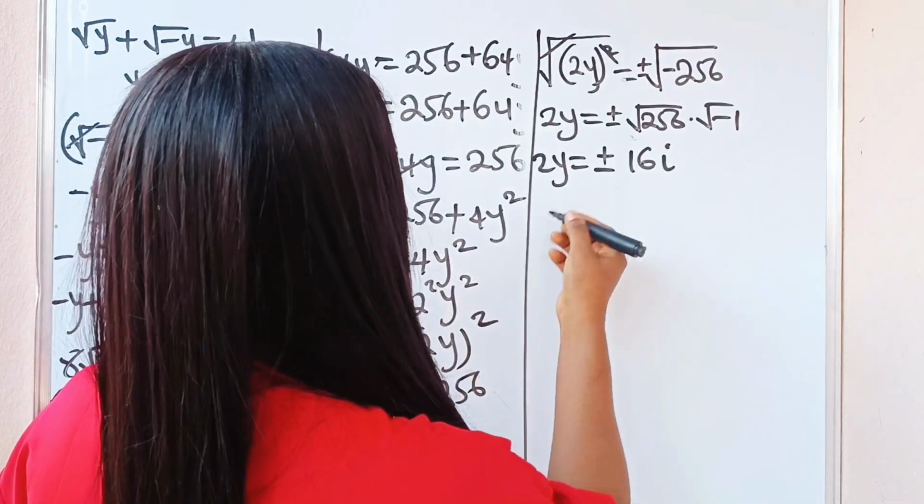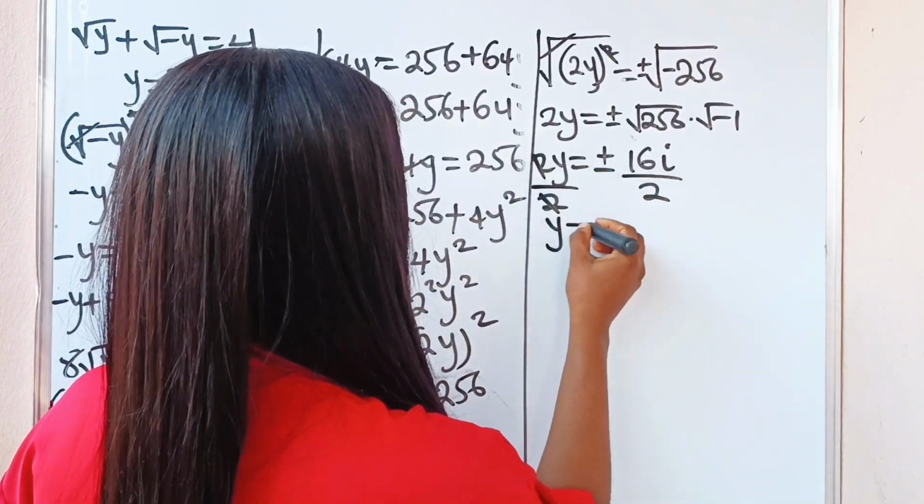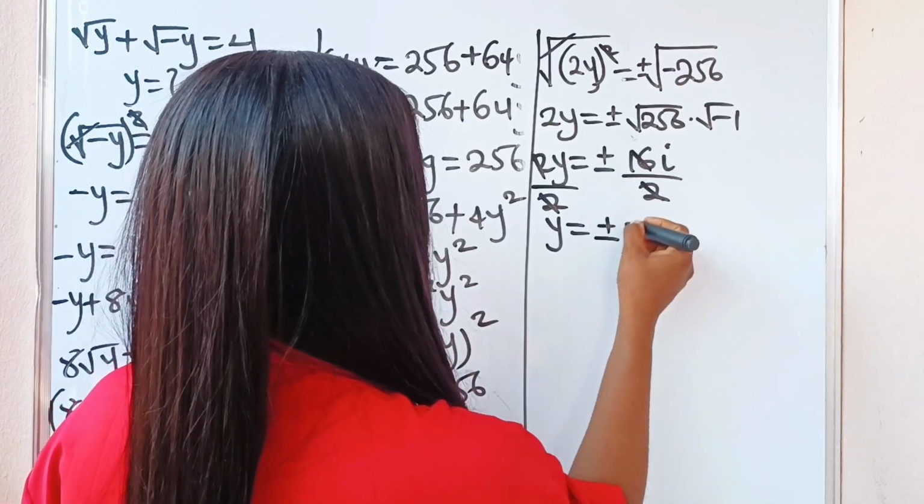All right, now let's divide both sides by 2. If we do that, we have y is equal to plus or minus 8i.